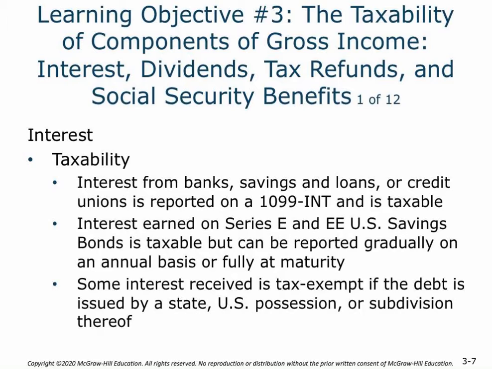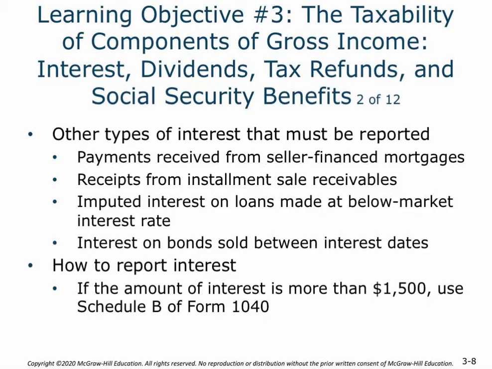And then some interest received is going to be considered tax exempt. So if the debt is issued by a state or U.S. possession or subdivision, that's going to be something like maybe the state of Missouri or some other U.S. possession that might issue debt. So something like that might be if Puerto Rico issued debt. That would be tax exempt for federal purposes. So when you're reporting it, then you would not include that in income.